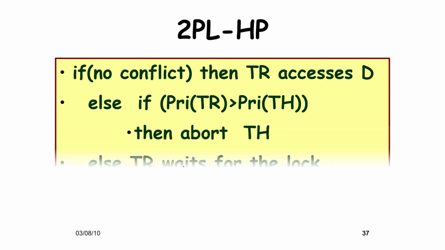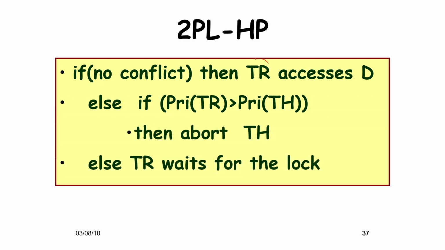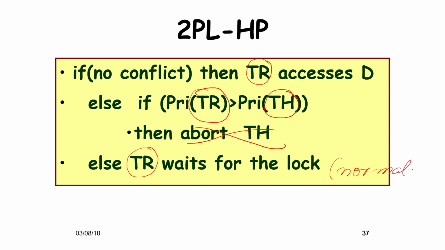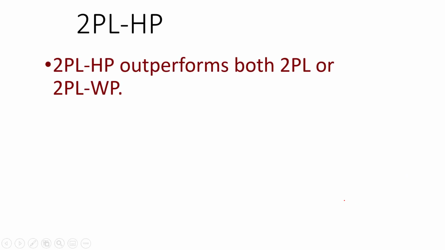So what happens? If there is no conflict, then TR accesses the data item. Otherwise, if a high priority task is waiting on a low priority task, the low priority task is aborted. Else, TR will wait for the lock as is the normal situation. In the previous situation, again, there was a priority inheritance, subject to certain conditions. So in this case, what you do is you just straightforwardly kill the low priority task. So let us now describe the 2PL-HP protocol.